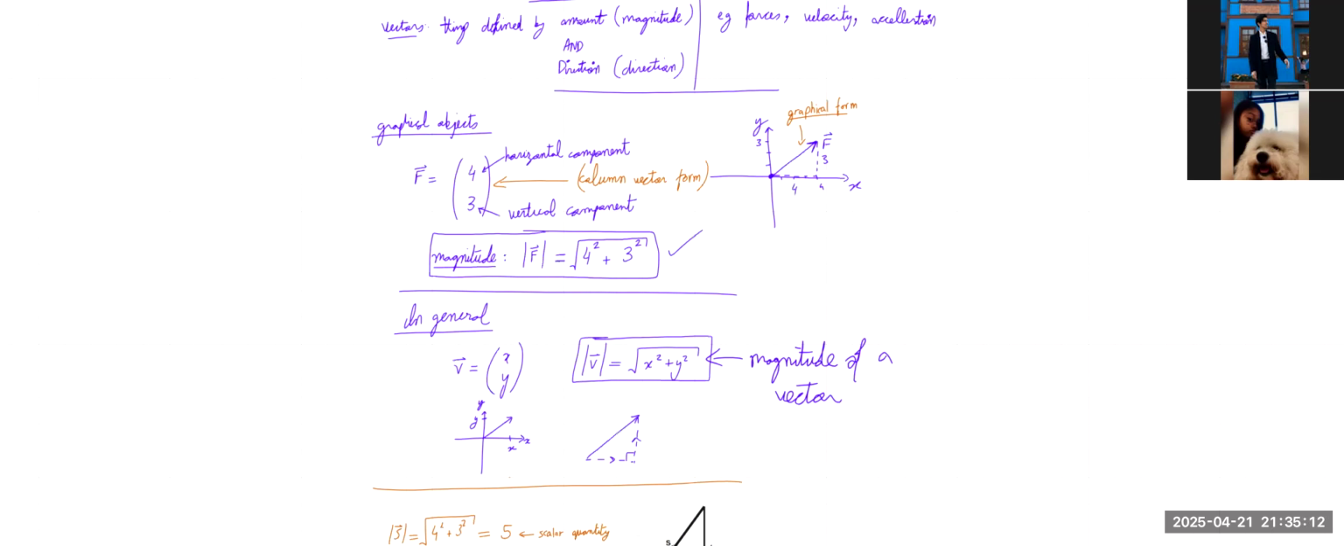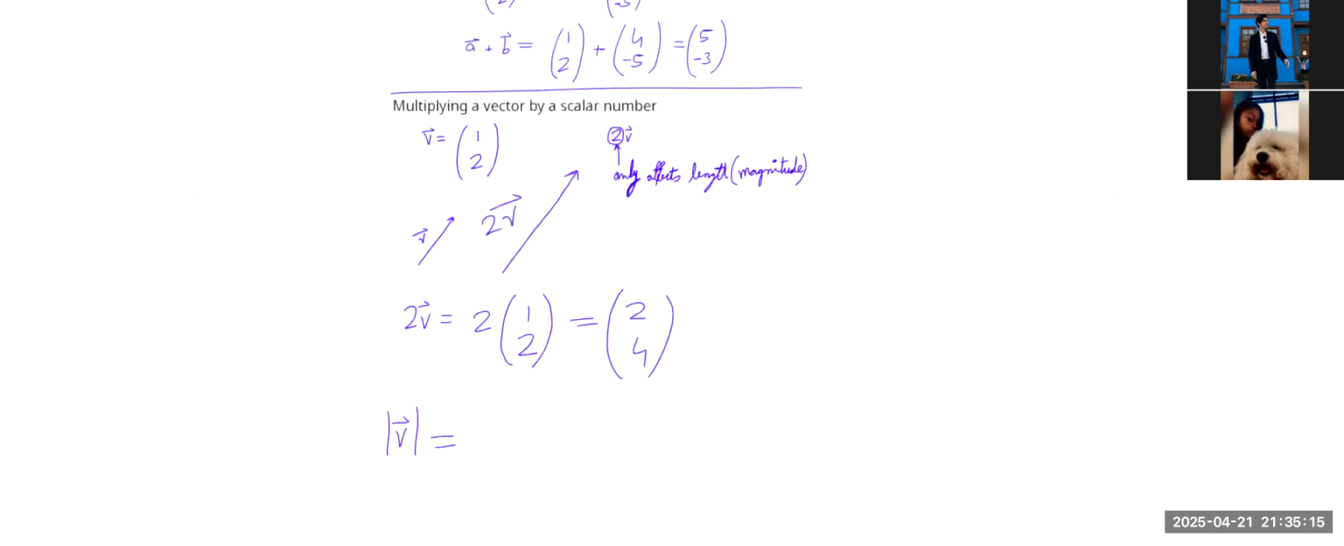So what's the magnitude of v in this case? 1 squared plus 2 squared, square root. That's it. Yeah. Horizontal component squared plus vertical component squared, square root. Is this clear now? Yep. So it is root of 5, because 1 plus 4 is 5.